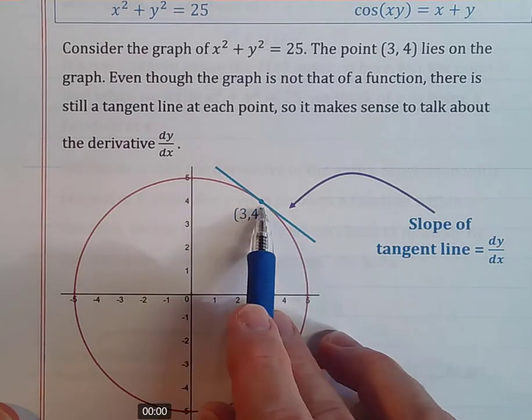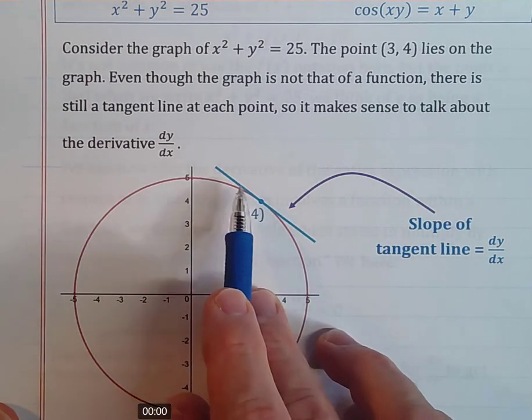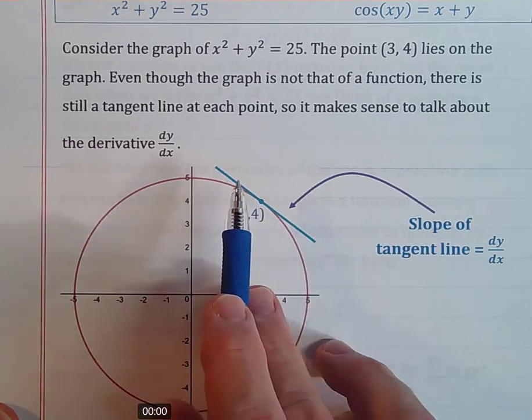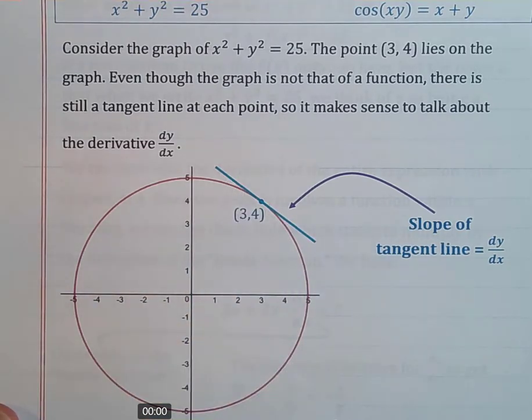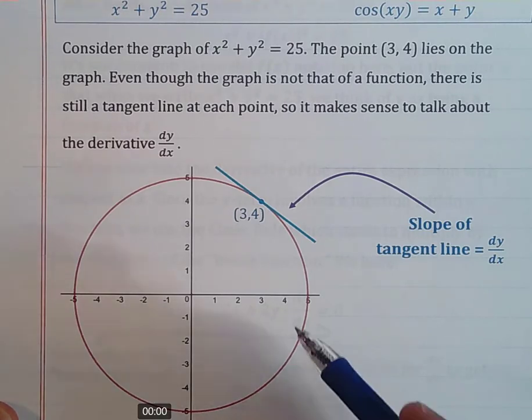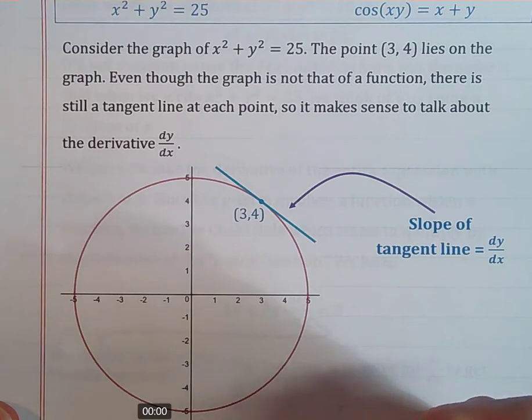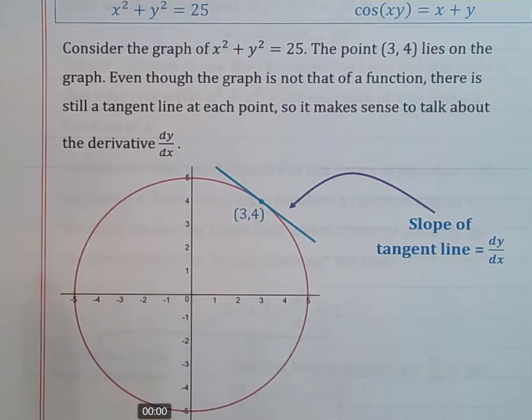But the point 3,4 is on the graph. There's a tangent line there, and it still makes sense to talk about the slope of that tangent line. So this idea of a derivative, the graphical interpretation of a derivative still makes sense, even though we're not dealing with explicit functions.